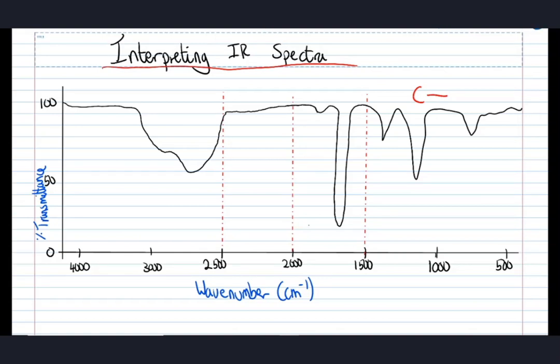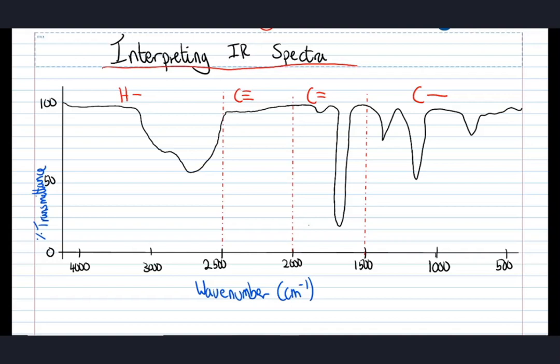Our next region along, from 1500 centimeters to the minus 1 to 2000 centimeters to the minus 1, is the carbon double bond region. Our third region, from 2000 to 2500, you've guessed it, it's the carbon triple bond region. And our final region, from 2500 to the end of the spectra, is the hydrogen single bond region.